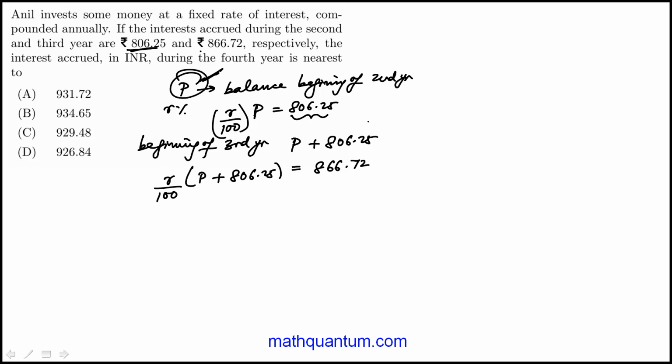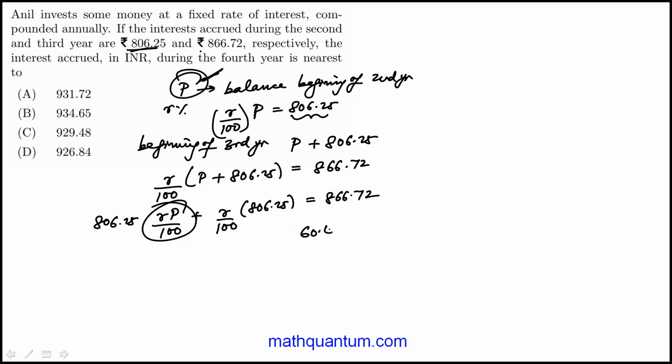So I have two equations, and I can figure out R and P. If I distribute that R, you'll see that this piece is 806.25. So I can figure this out. 866.72 minus 806.25 is 60.47, and that's R over 100. So you can just do this computation.